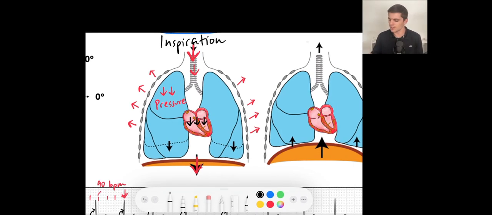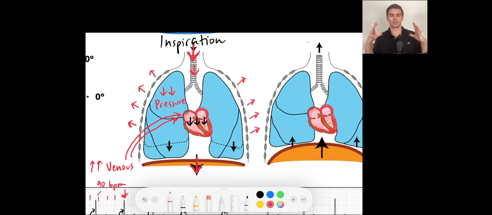And what does that do? It drives venous return. So it actually increases venous return to the heart because now there's less pressure in the blood cavity within the heart's chambers. And so we get an improved pressure gradient, so we get more venous return to the heart. As a result of that, what happens?